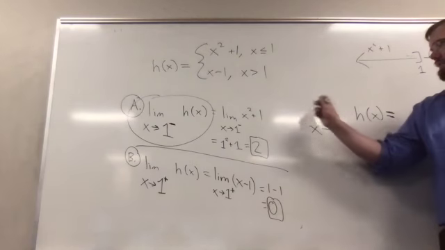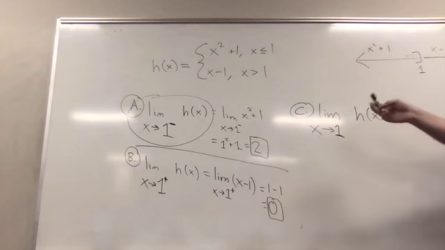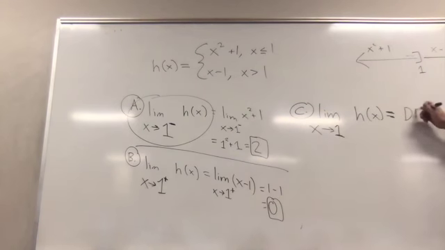What would you say for C? Does not exist. If the two one-sided limits disagree, the limit does not exist.